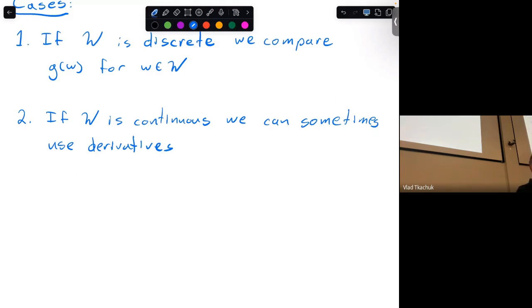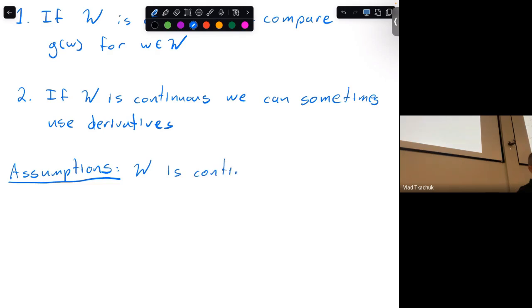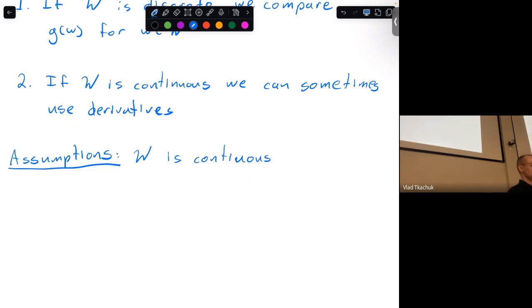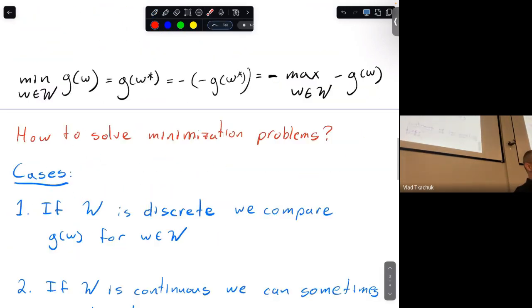In particular, we're going to make some assumptions on this function g of w that's going to help. The assumptions we're going to make are the following. First of all, we're always going to assume this is continuous. And let's kind of deduce what the next two assumptions are going to be.